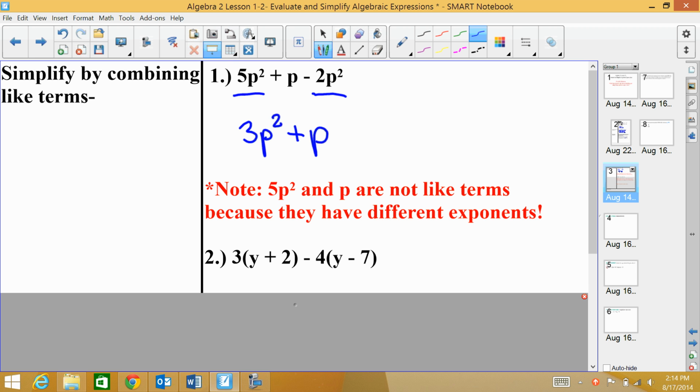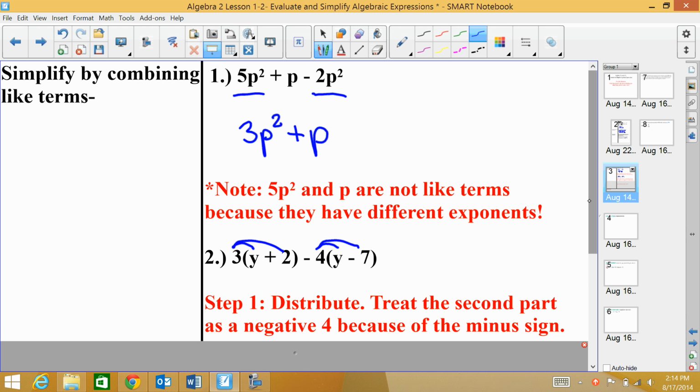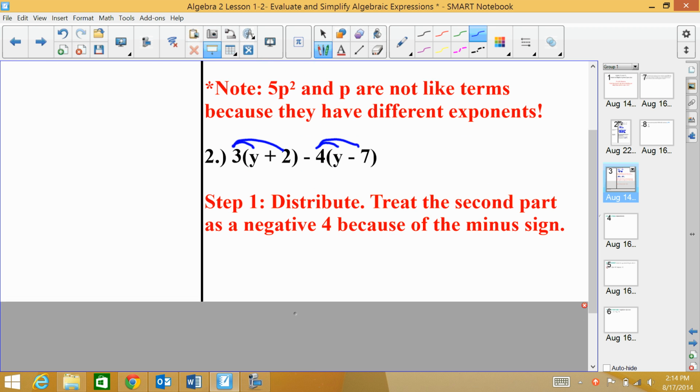Let's try another one. Okay, on this one, before we can do anything, we have these parentheses here, so we have to distribute first. So we're going to take the 3 times the y and the 3 times the 2, and then we're going to distribute this negative 4. Now, anytime there's a minus sign, I always treat that as a negative 4 instead of a minus. Okay. So we're going to go ahead and do that.